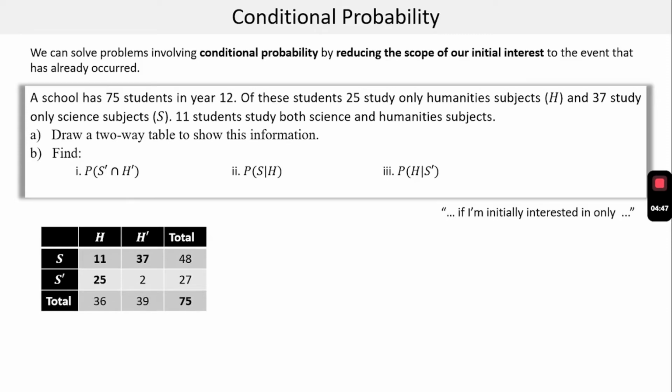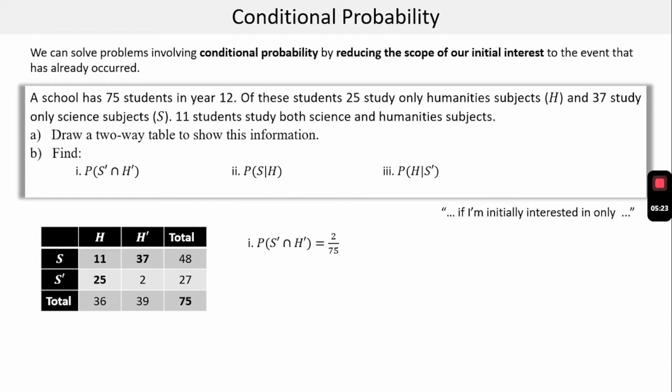Looking at this 2-way table, we can be asked some set notation probability questions. So the first one, the probability that a student picked at random does not study a science subject and does not study a humanities subject. So there are only 2 of these students out of the 75 students we were interested in. 2 out of 75.